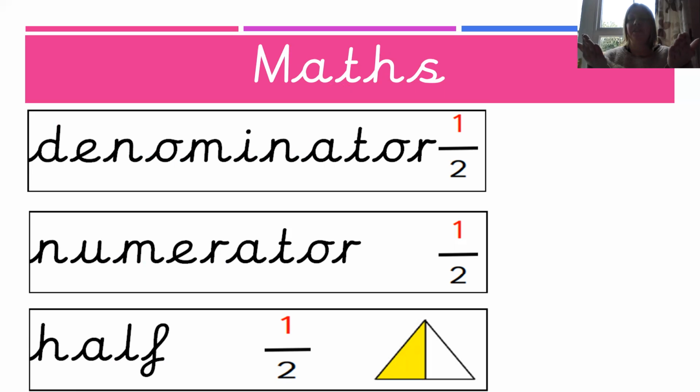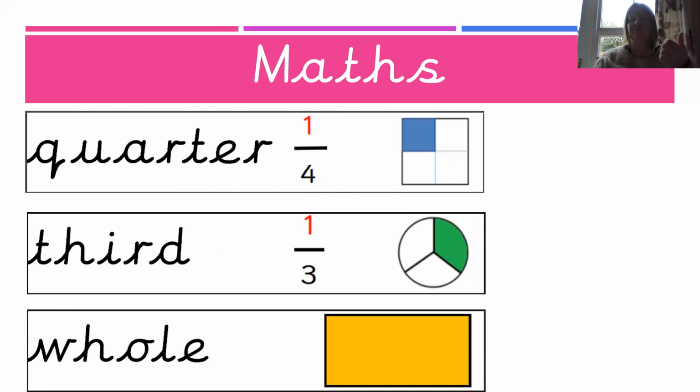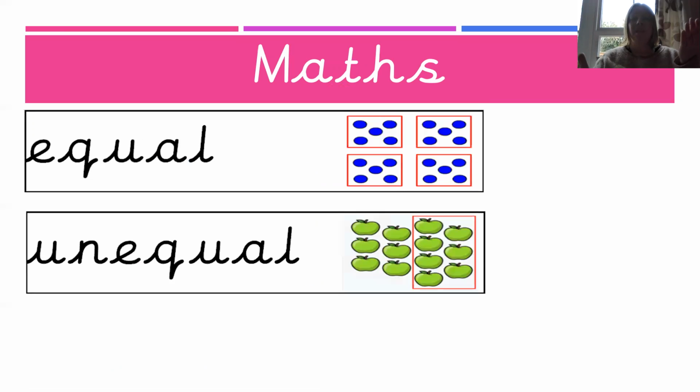Half, half, half. Quarter, quarter, quarter. Third, third, third. Whole, whole, whole. Equal, equal, equal, equal. Unequal, unequal, unequal.